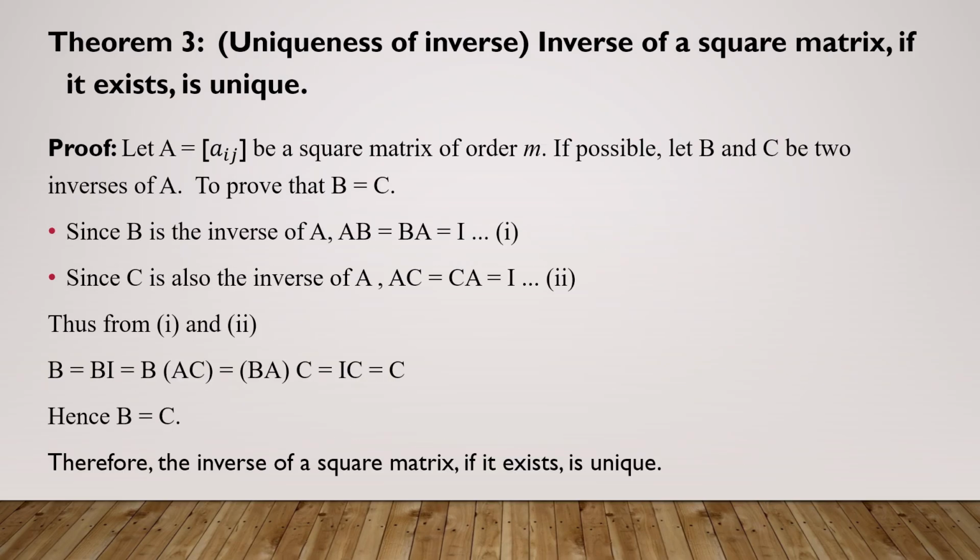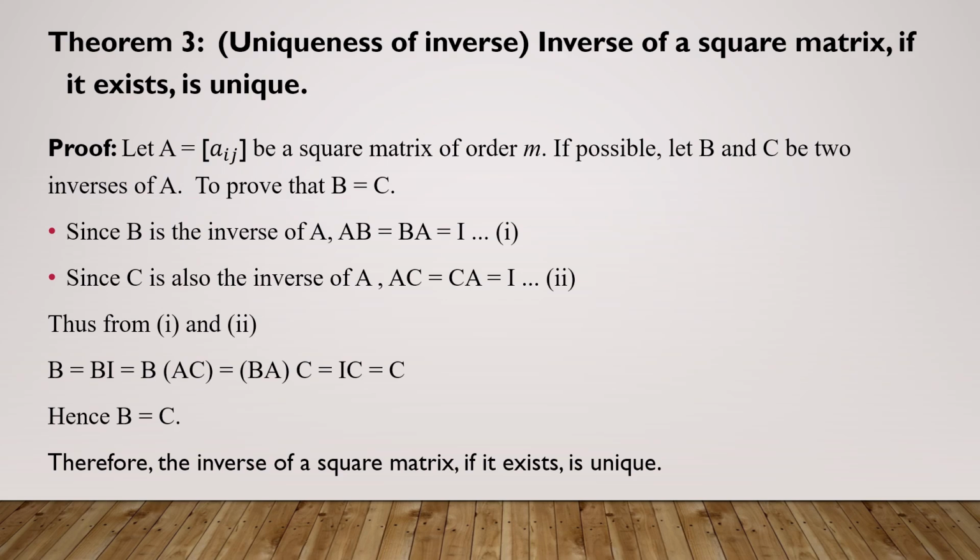Next important theorem. You have to prove the uniqueness of inverse. The inverse of a square matrix, if it exists, will always be unique. Suppose you have a matrix A which has elements of the type Aij. It is a square matrix of order n. Suppose that B and C are two inverses of A. If we want to prove the result, we should be able to prove that they are the same, because it should be unique.